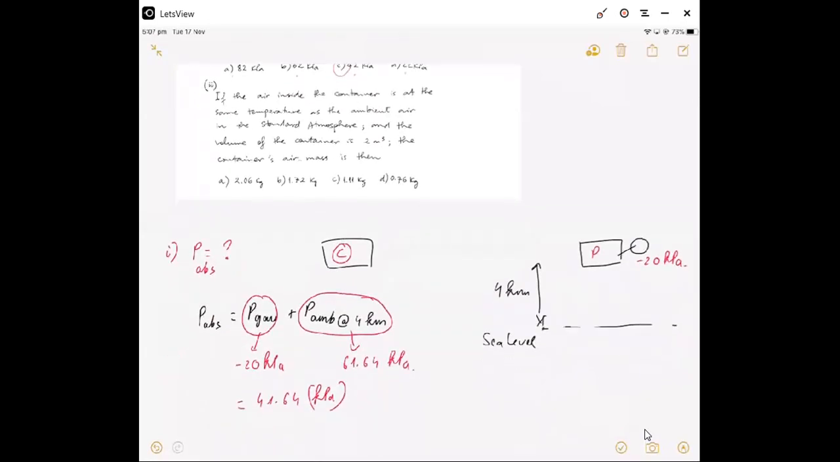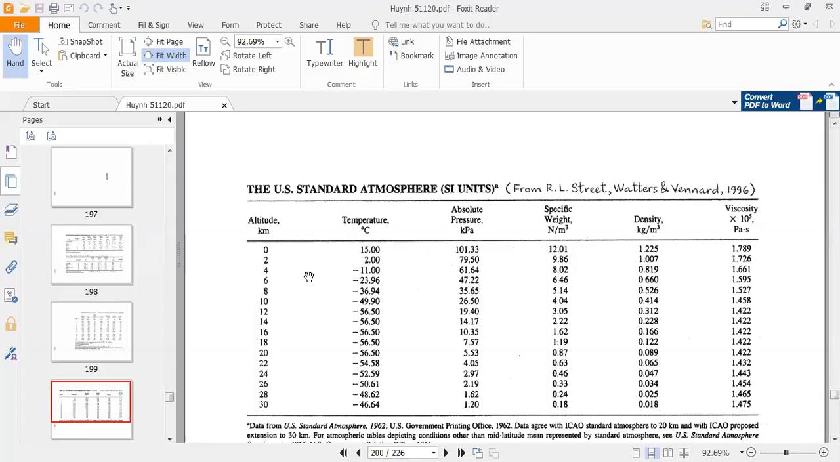In the table, this one is ambient pressure, the absolute pressure of the ambient. You see, you have the standard atmosphere, the pressure of the atmosphere. And in this question, we find the absolute pressure of air inside the container. So question 1, the answer is C.